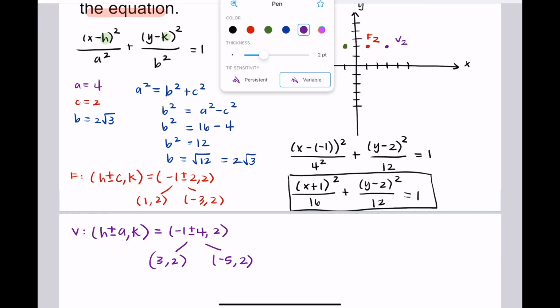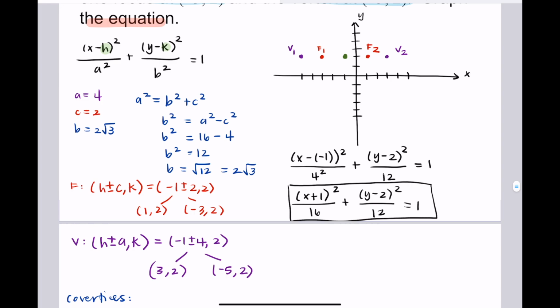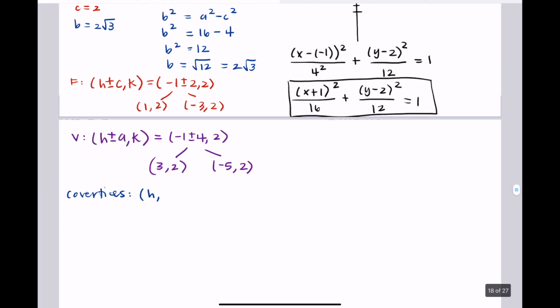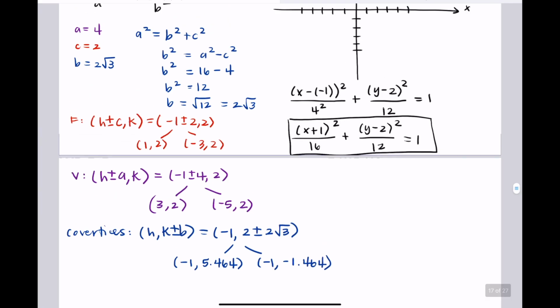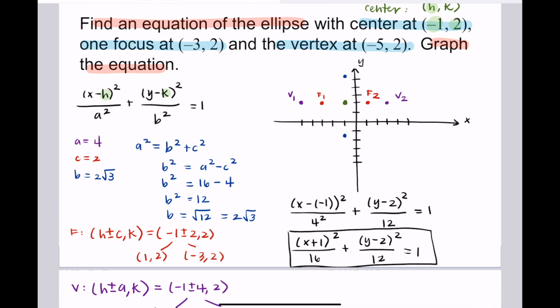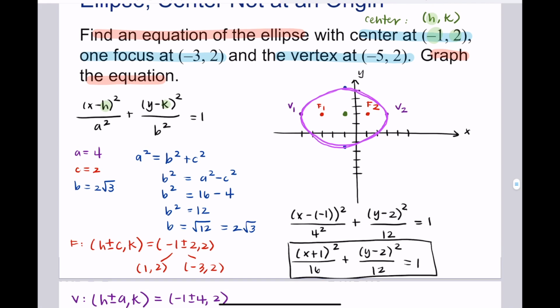Then for our co-vertices, we're going to be moving up and down b units from our center. So we would have h comma k plus or minus b, which is -1 comma 2 plus or minus 2 square root of 3. And whenever we type that into our calculator, we'll get approximately -1 comma 5.464 and -1 comma -1.464. And so we can plot those 2 points, and then we can sketch our overall ellipse. So we have a sketch of our ellipse along with the equation for the ellipse.